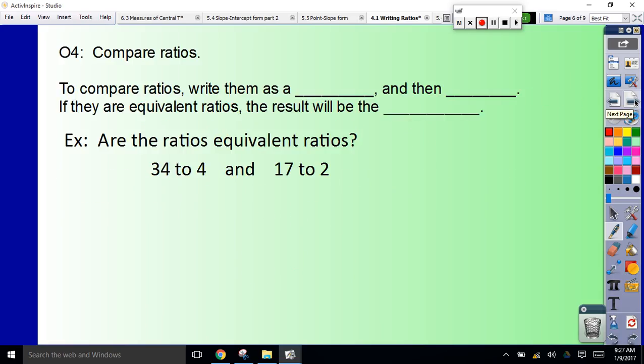Okay, let's talk about comparing ratios. When you're comparing ratios, write them as a fraction. And there's actually a couple different ways to do this, but the easiest way is just to divide the fractions. If they are equivalent ratios, the result is going to be the same. Another way you could do it is you could reduce the fraction to see if they both reduce to the same fraction. But if you're using calculators, it's probably faster just to divide the numerator by the denominator. So you're going to change them to a decimal, just like we did in the warm-up, and see if that decimal is the same.